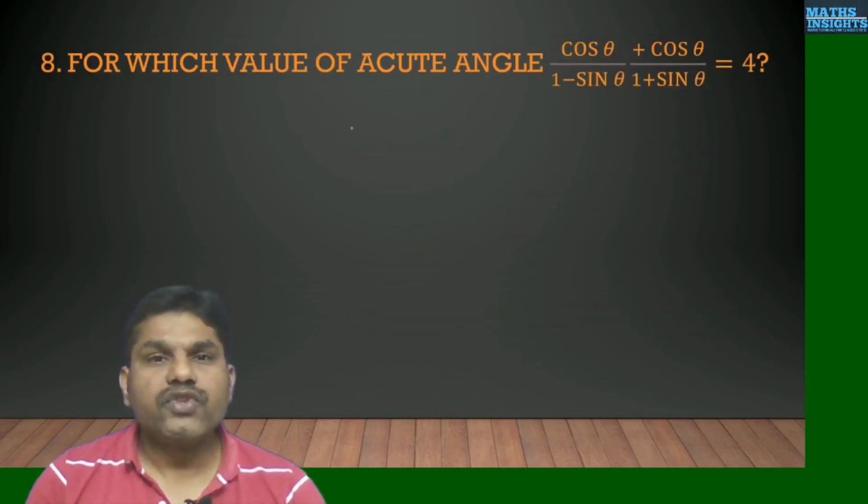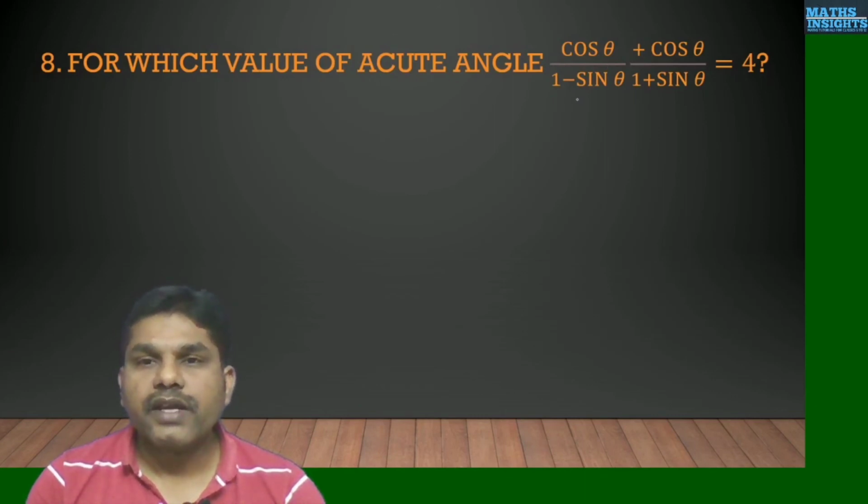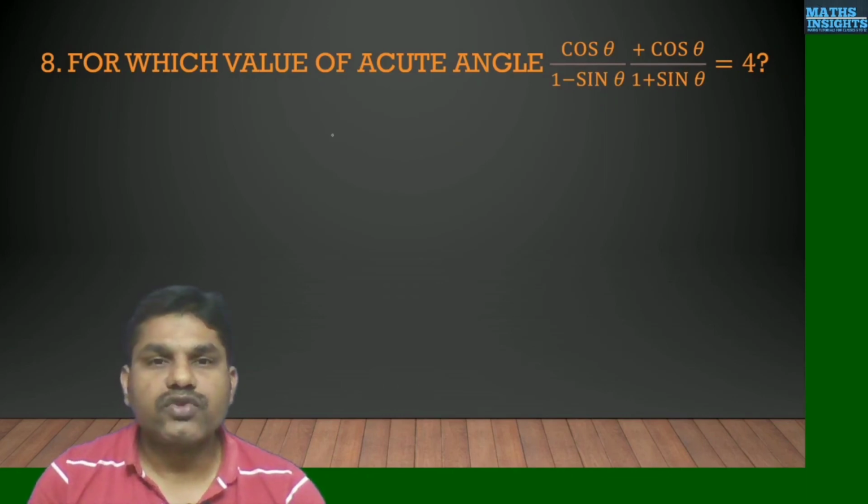For which value of acute angle theta is cos theta by (1 minus sin theta) plus cos theta by (1 plus sin theta) equal to 4? This is a very important problem. I am solving this equation. The LCM will be (1 minus sin theta) into (1 plus sin theta), because these are two different factors.